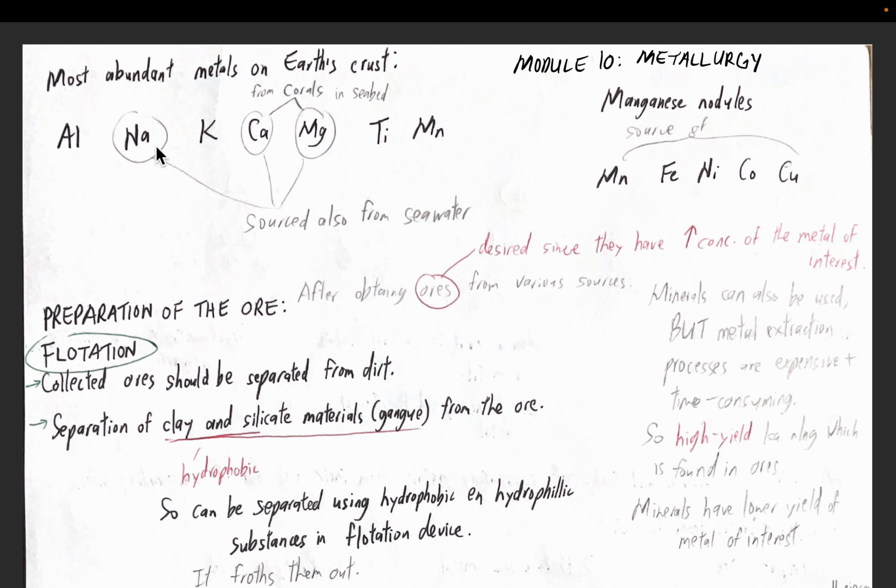Okay, so sodium, calcium, and magnesium are sourced also from seawater, and calcium and magnesium in particular can be found in corals that are located in the seabeds. Okay, manganese nodules, they are a source of magnesium, iron, nickel, cobalt, and copper.